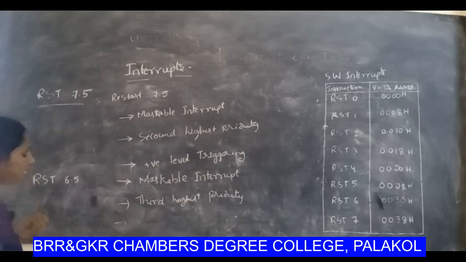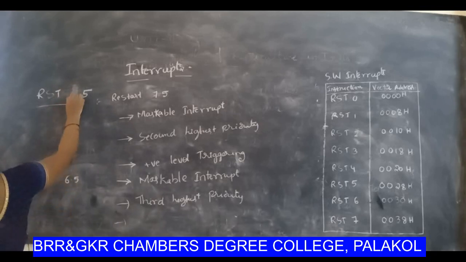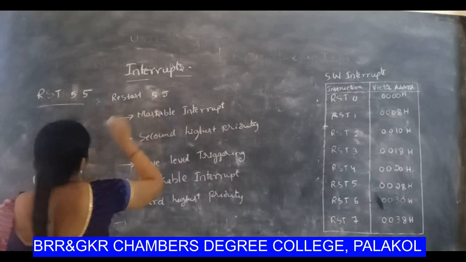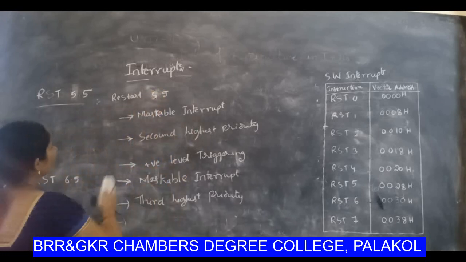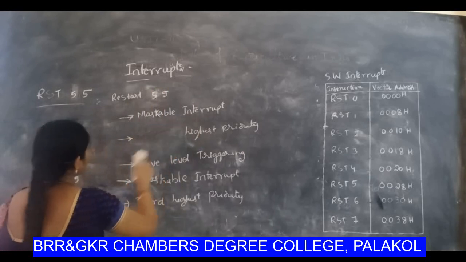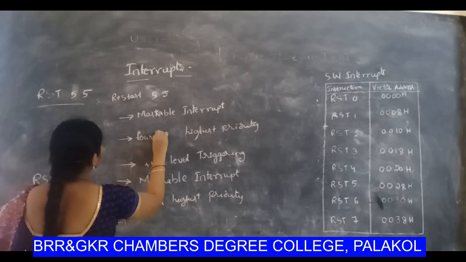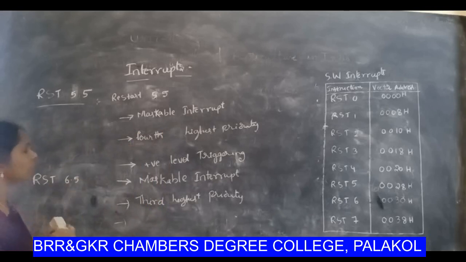Okay, and next after that is RST 5.5. So here RST 5.5 is also a maskable interrupt, and it is the fourth highest priority.